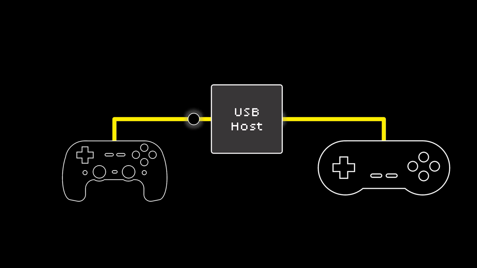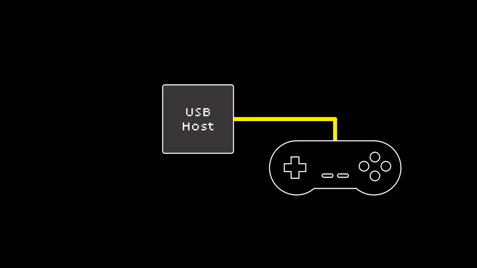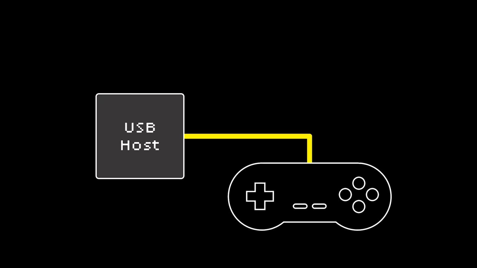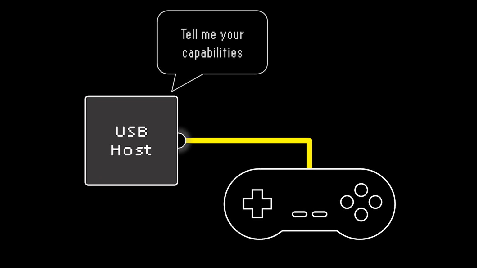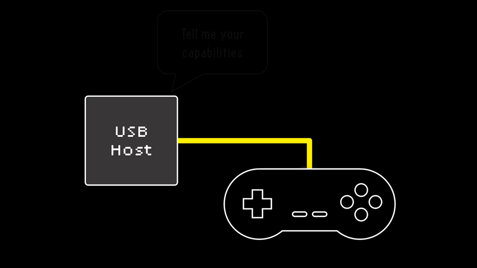Different USB devices have different limitations. So while one USB controller may be capable of sending data to the host every millisecond, another controller may require more time. To determine how quickly it can poll for data, the USB host asks the device for its preferred polling rate when it's first connected.